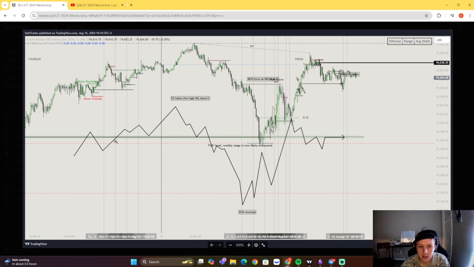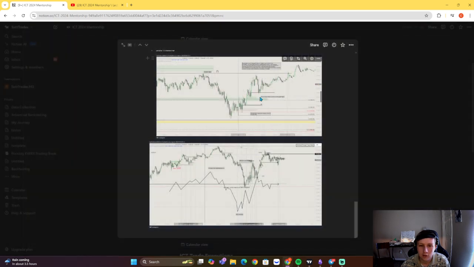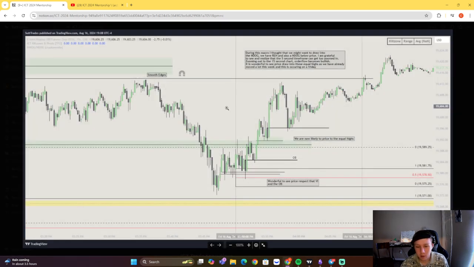And then here's that daily profile here. We have London high of day, SMT at the high, and then we pull off that high back within the range. Then we come back down into this inefficiency, and then trade back up. So yeah, beautiful day.